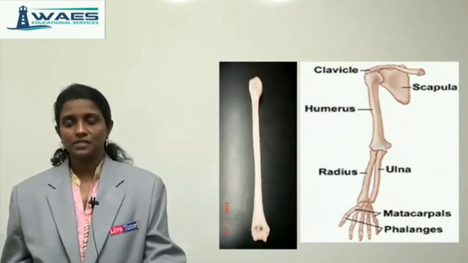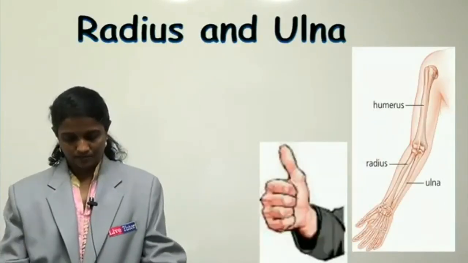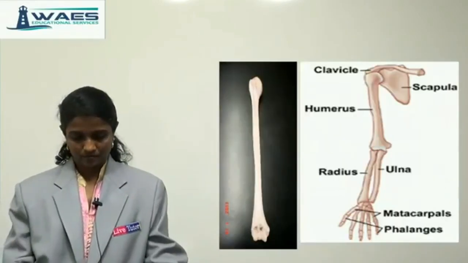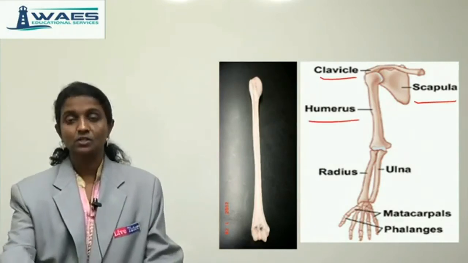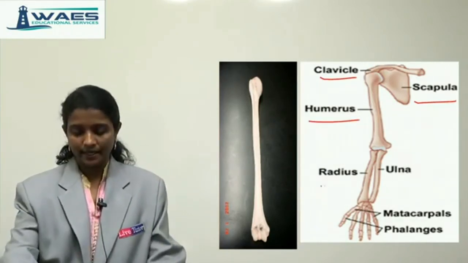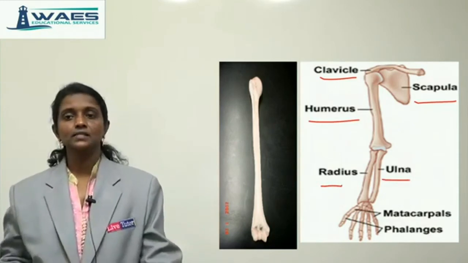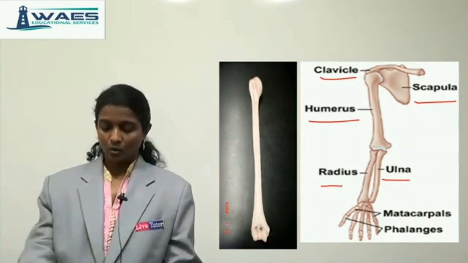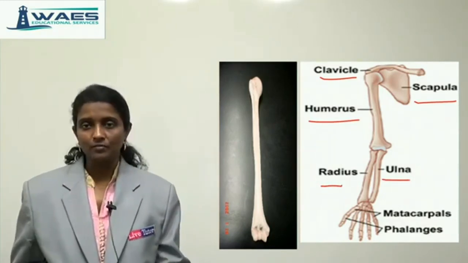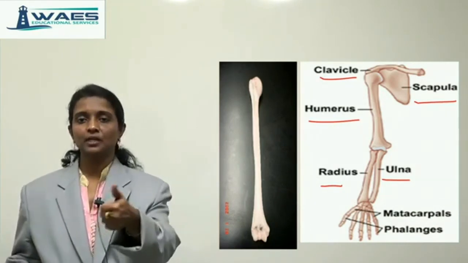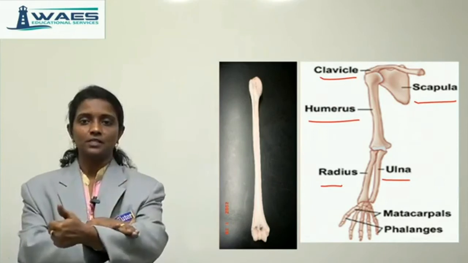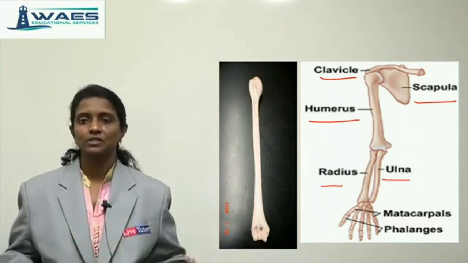Then apart from scapula and clavicle, we have the humerus, which is the longest bone, then radius and ulna. In the lower part of the forelimb, we have two bones, one is radius, another one is ulna. If you keep a thumbs up, the bone which is on top of it is the radius, and what is there on the bottom is the ulna.